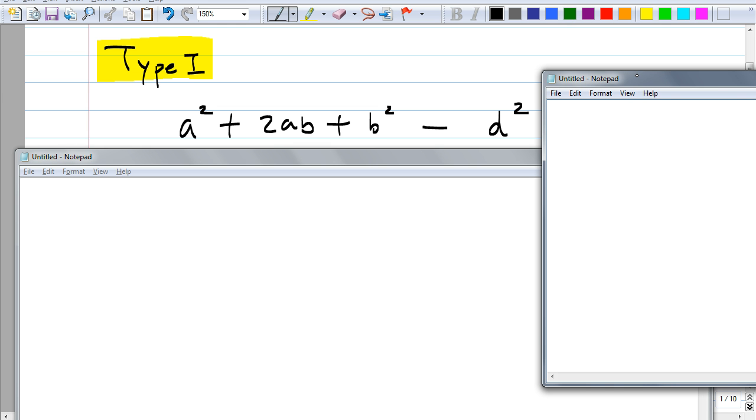Okay, so first, how should we group them then? We should group the first 3 terms because that's your perfect square trinomial. So could we do it this way?